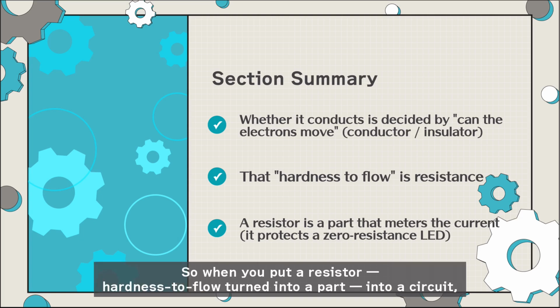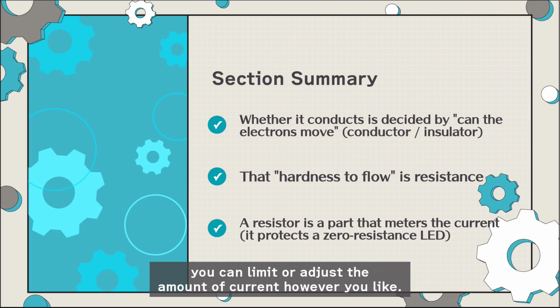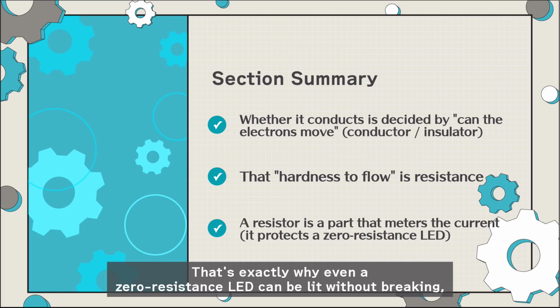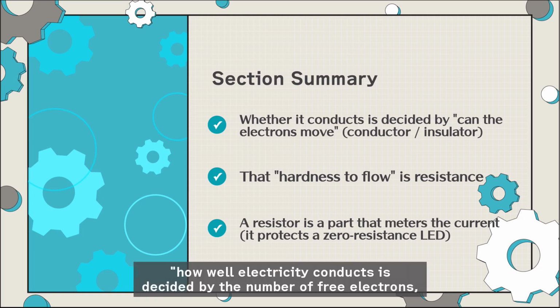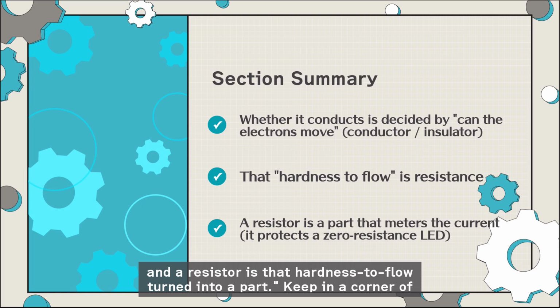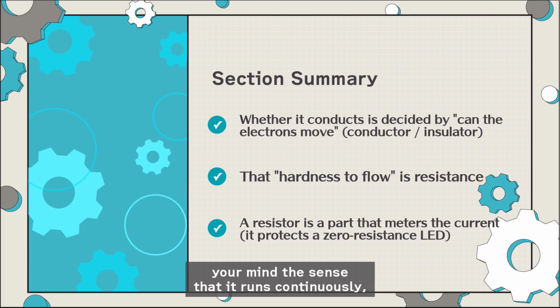So when you put a resistor, hardness to flow turned into a part, into a circuit, you can limit or adjust the amount of current however you like. That's exactly why even a zero resistance LED can be lit without breaking, just by adding one resistor. Looking at it this way, today's story connects into one thread. How well electricity conducts is decided by the number of free electrons, and a resistor is that hardness to flow turned into a part. Keep in a corner of your mind the sense that it runs continuously from a material's properties to a part's function.